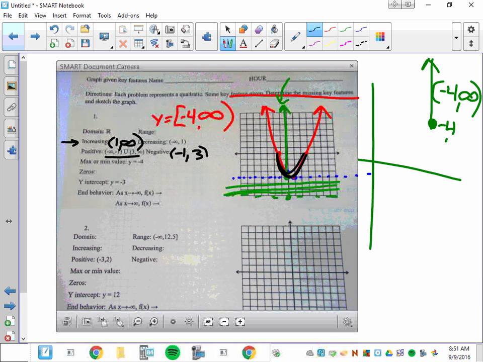Okay, do we know the zeros? What are the roots? Negative 1 and 3. And the last question, end behavior.